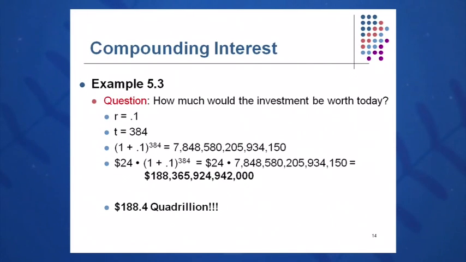The rate of investment we assume is 10%. And we can see that if I took that $24 and put it in the bank at 10%, 1.1 to the 384th power, it would be worth something like $188 quadrillion. What could we do with this? Well, our authors say you could buy the entire world with that kind of money. So if you have the foresight to put that money away for a long time in a compound interest bank, you can see it piles up very smartly.